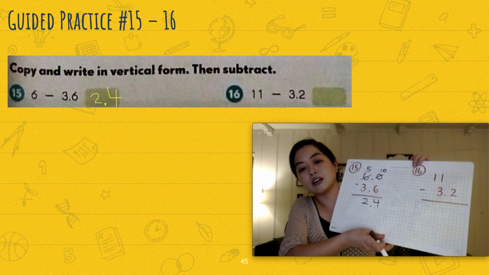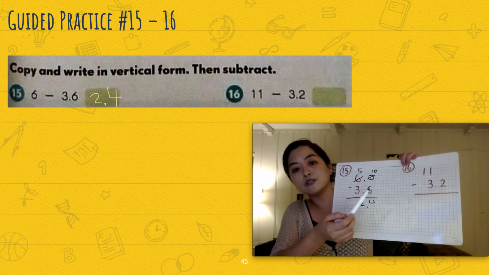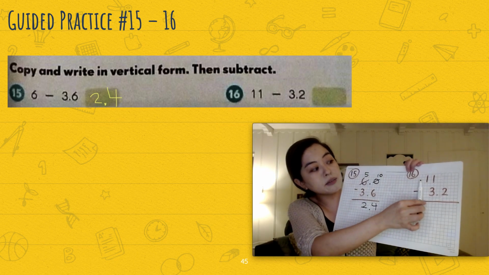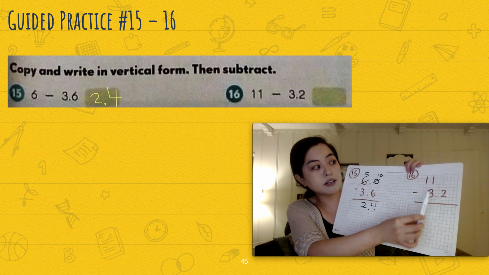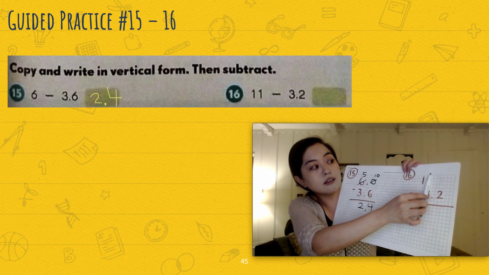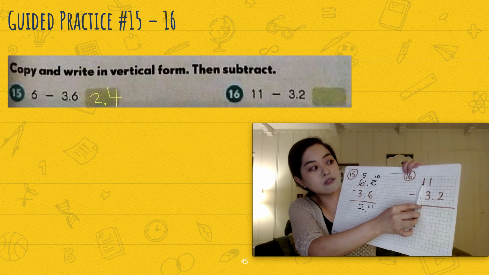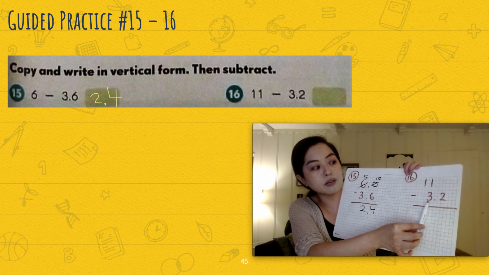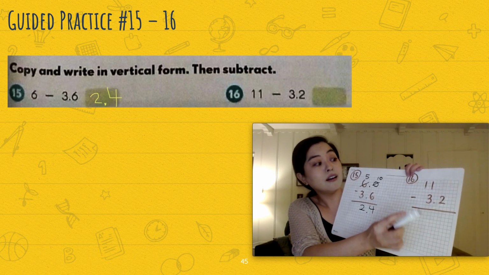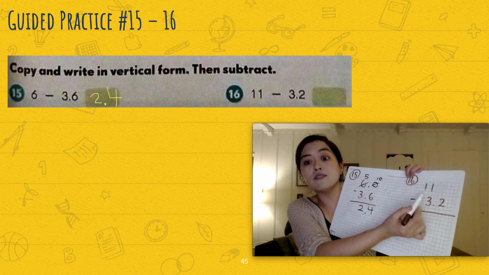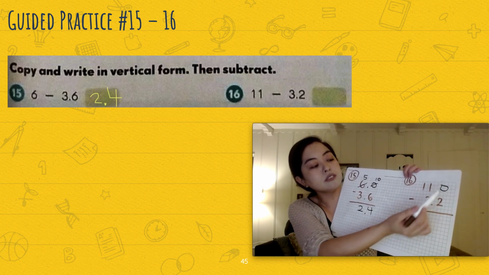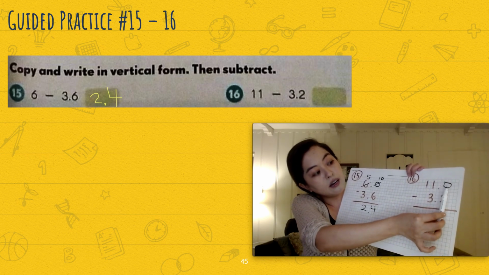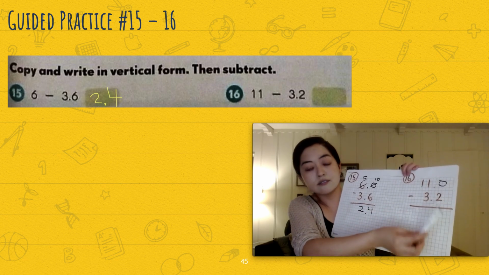Okay, now let's look here. I'm going to do 11 minus 3.2. And notice for this one, I had to make sure I lined up my decimal place as well, because in 11, this 1 is in the ones place, and then this 1 is in the tens place here. Okay, so I had to stack it up because in 3.2, my 3 is in the ones place. Okay, so now I can change my whole number 11 into a decimal. 11 is the same thing as saying 11.0, or 11 and 0 tenths, right?